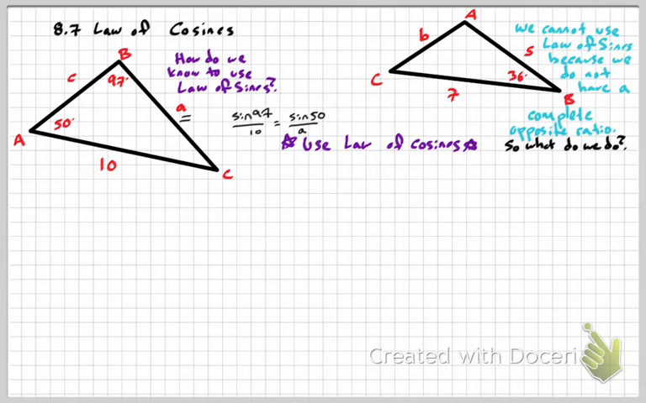What I mean by that is, look at this drawing right here. I'm going to throw the equation up here in a second. I know angle 36, I know side 7, and I know side 5. So we use the law of cosines formula to solve for side B, the side opposite the angle that we know. Since we're solving for B, our equation starts with B and ends with angle B.